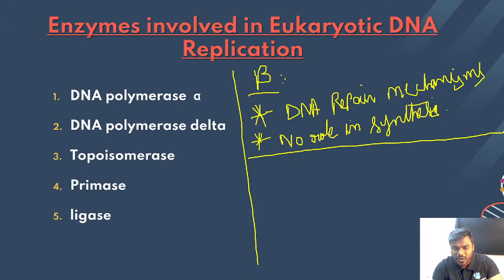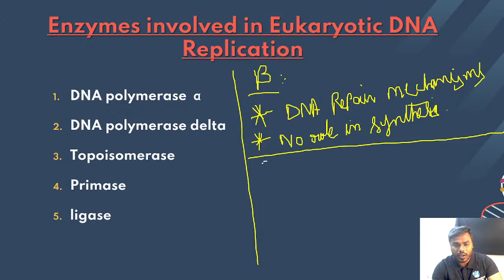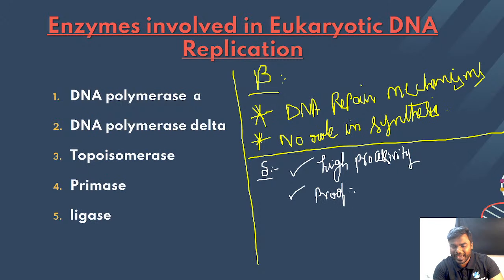Now we are talking about the unique enzyme, the most important enzyme, king of all. In case of eukaryotes, polymerase delta. Why? You can ask me. Let me tell you the reasons. First reason why I am calling DNA polymerase delta the most important enzyme is the high processivity. The second reason, it is involved in the proofreading activity.